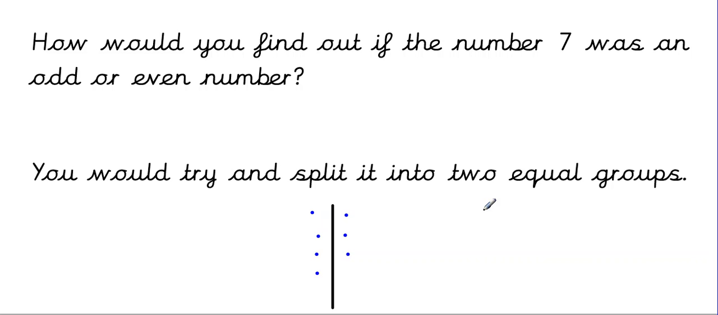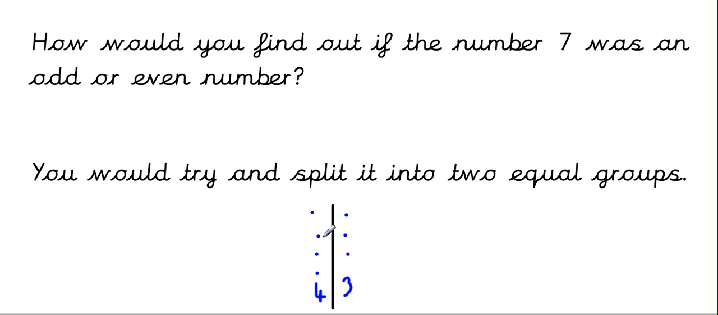Okay? So now I'm going to count how many dots I've got in each group. So in this group, I have got 1, 2, 3, 4. Okay? And in this group, I have got 1, 2, 3. Okay, so I can see that my two groups are not even, they're not equal. So this means that the number 7 is an odd number.